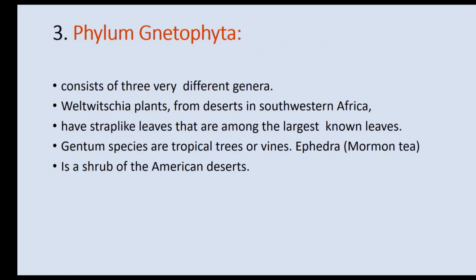Then the phylum Gnetophyta consists of three different genera. Welwitschia, plants from the desert of southwestern Africa, which have strap-like leaves that are among the largest known leaves. Gnetum species, which are tropical trees or vines. And Ephedra, which is a shrub of the American desert.